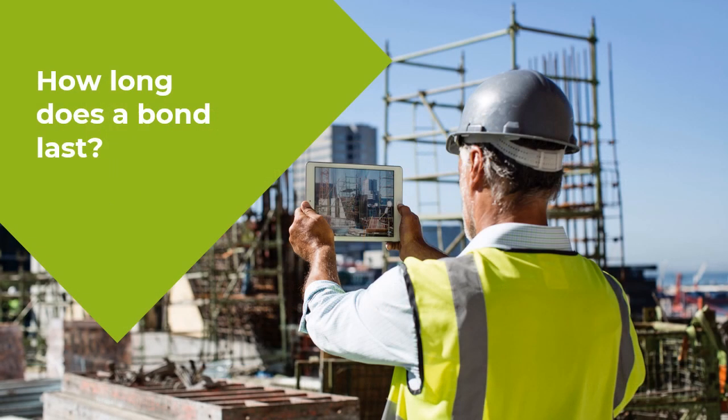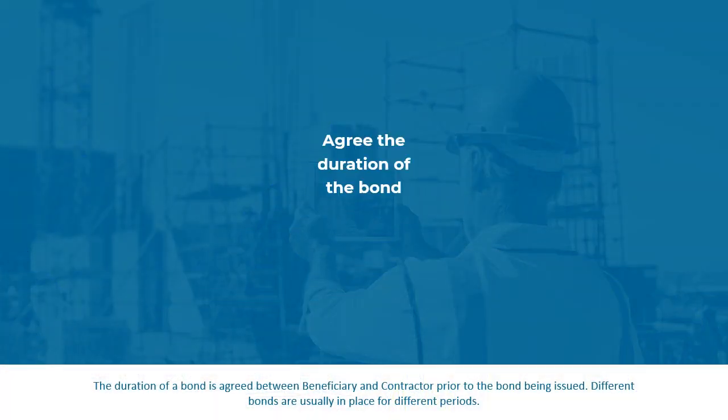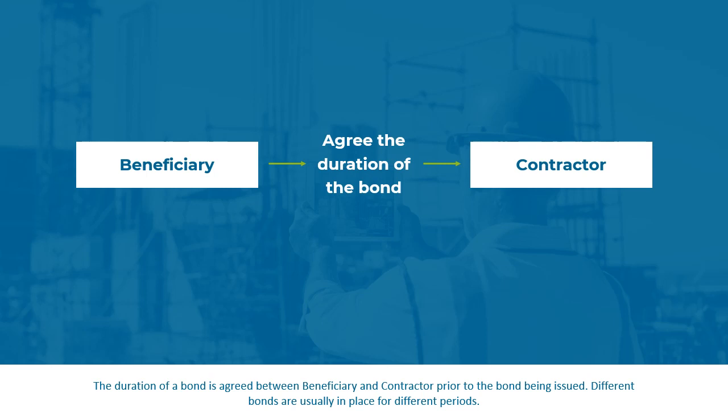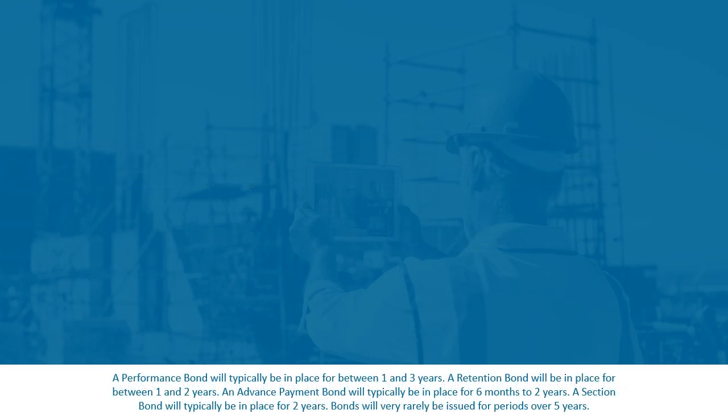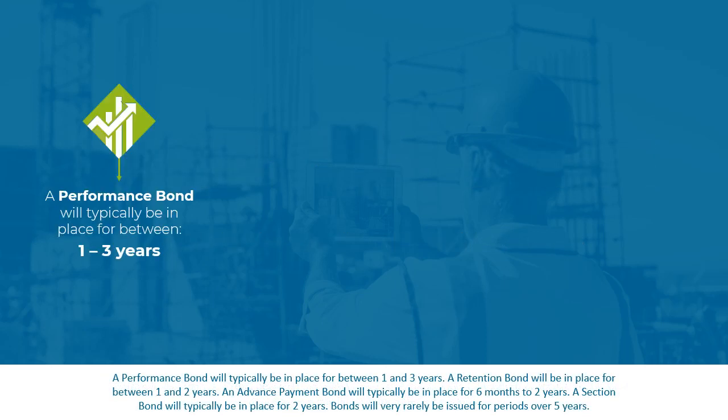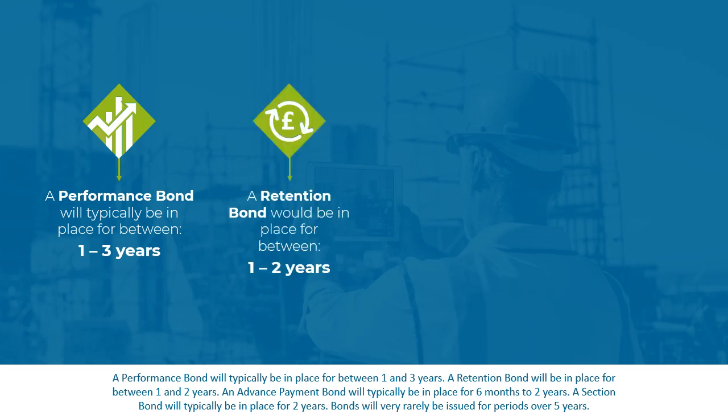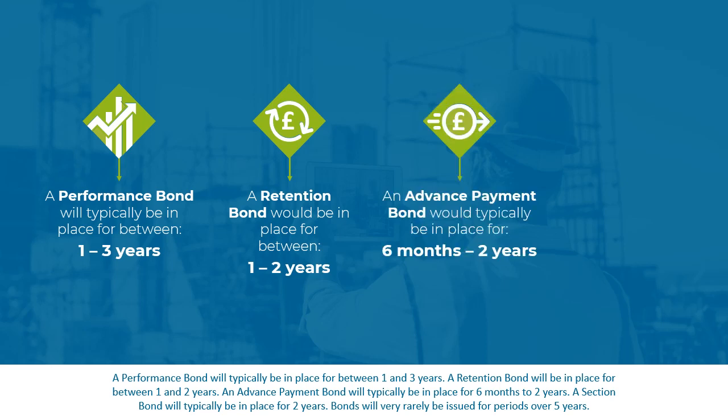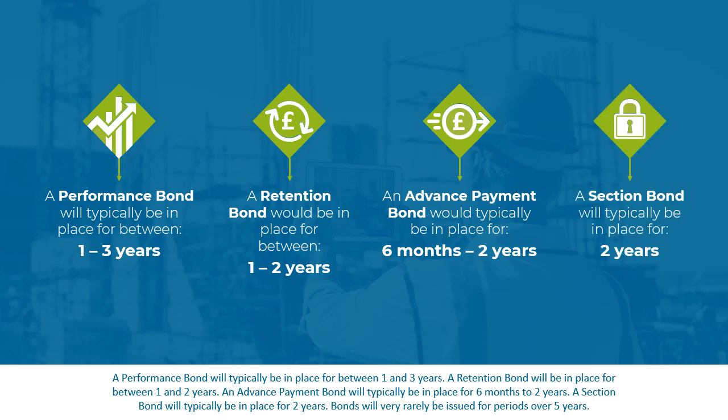How long does a bond last? The duration of a bond is agreed between beneficiary and contractor prior to the bond being issued. Different bonds are usually in place for different periods. A performance bond will typically be in place for between 1 and 3 years. A retention bond will be in place for between 1 and 2 years. An advance payment bond will typically be in place for 6 months to 2 years. A section bond will typically be in place for 2 years. Bonds will very rarely be issued for periods over 5 years.